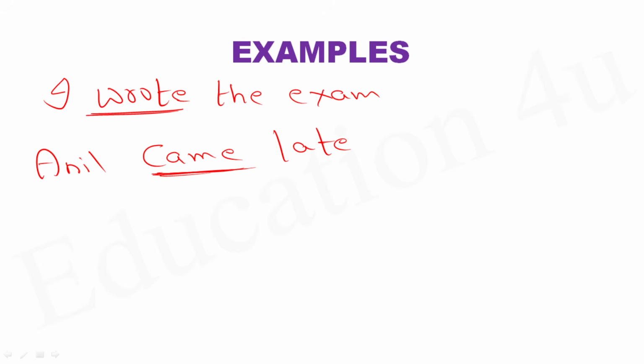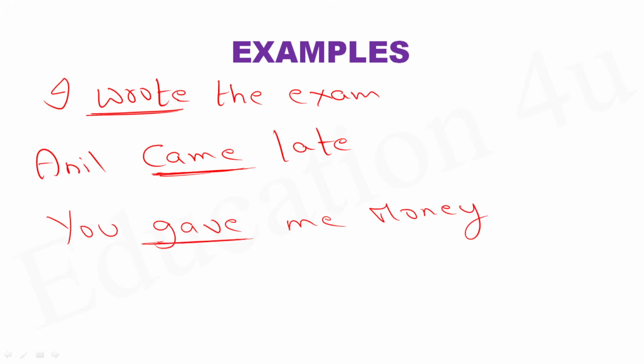And now, if you take another example, I am talking to my friend who gave me some money. Now I say, you gave me money. If you see this example also, gave is here the second form of the verb give, correct? If you see these three examples, example number 1, I wrote the exam. Example number 2, Anil came late. And example number 3, you gave me money.